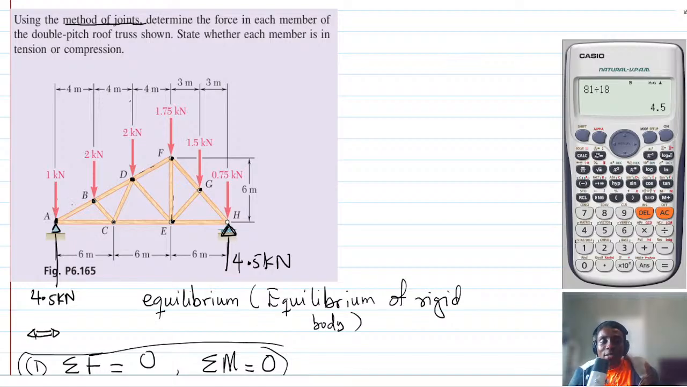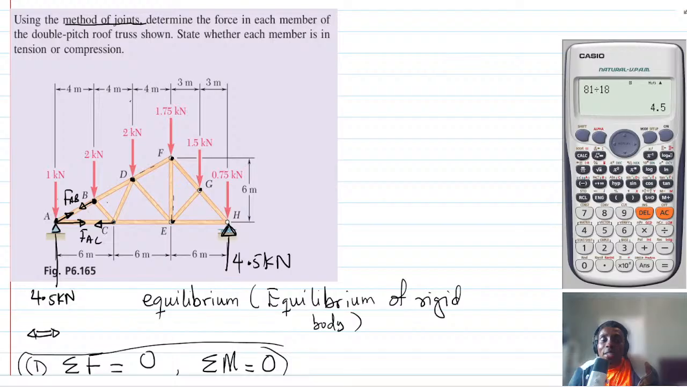To find the forces in the members, you have to treat each joint as equilibrium of a particle. And how do we do that? If you take member AB, the force acting in AB is in this direction. At the same time, it will be in this direction. If you look at AC, it will be in this direction and then in this direction. So this is FAB and this is FAC.